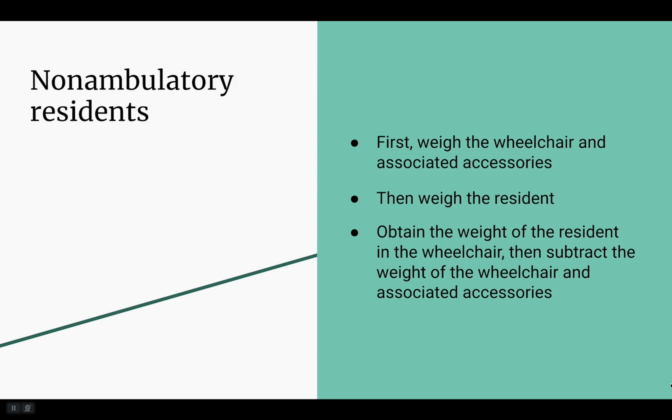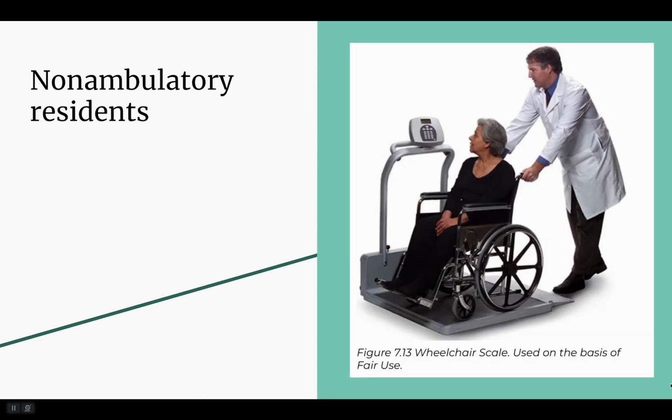If a resident is non-ambulatory, the nursing assistant should weigh the wheelchair and any associated accessories, such as foot pedals or a chair cushion, after the resident is dressed and groomed. The nursing assistant should bring them to the scale, obtain the weight, and then subtract the weight of the chair and associated accessories. See the image of weighing a resident on a wheelchair scale.